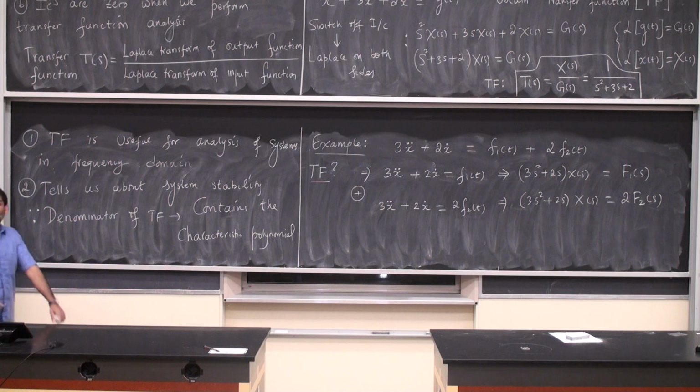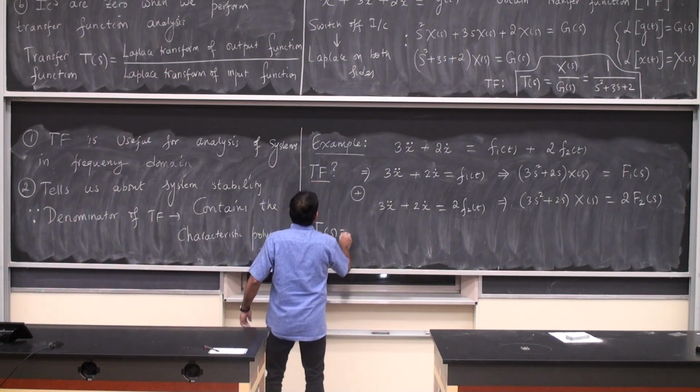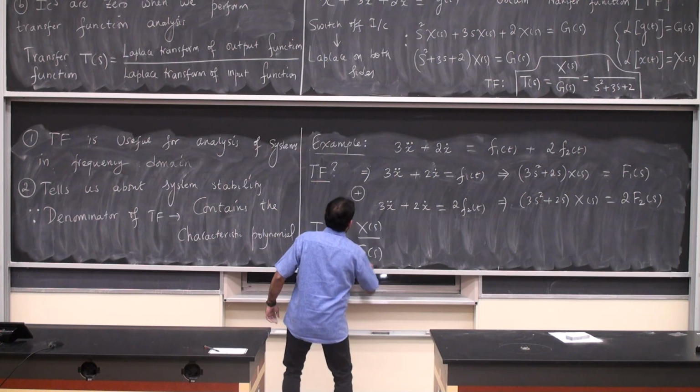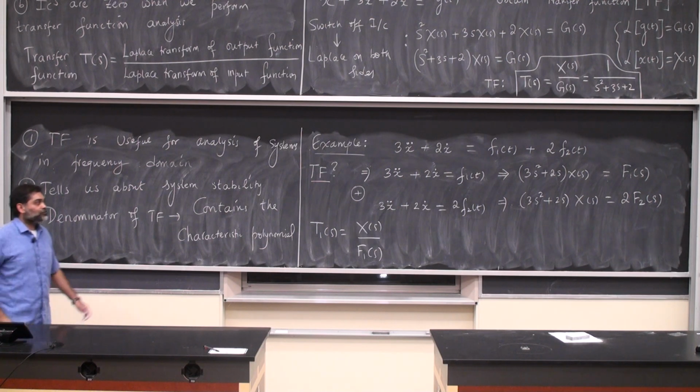The first transfer function of the system is t1, x of s by f1 of s. That's 1 by 3s square plus 2s.